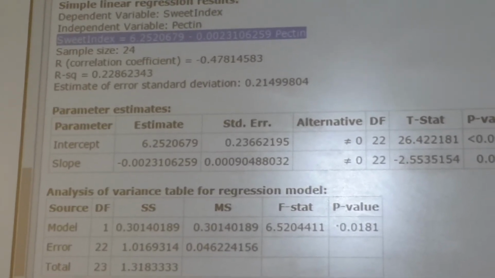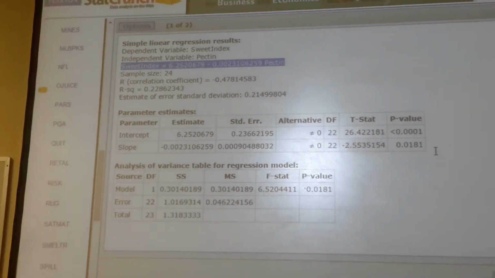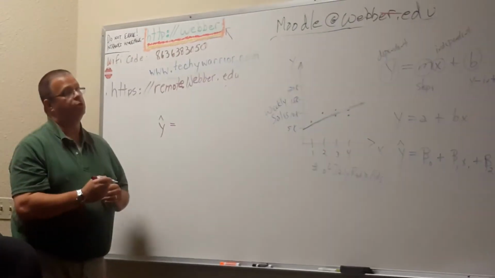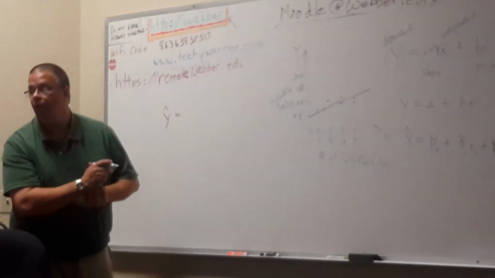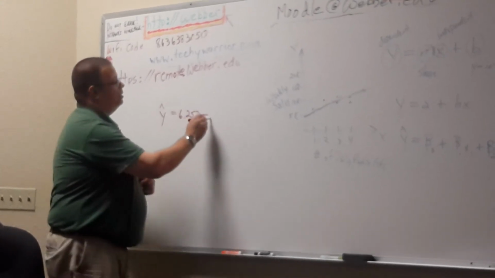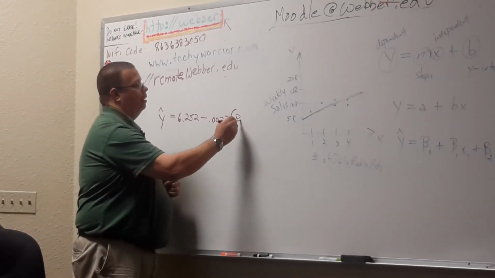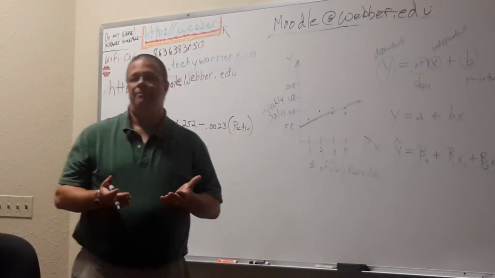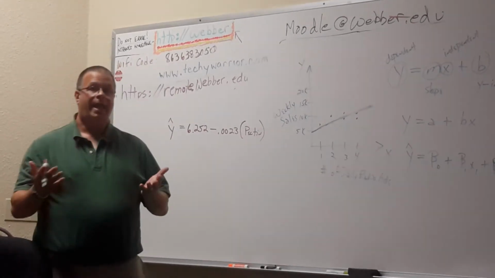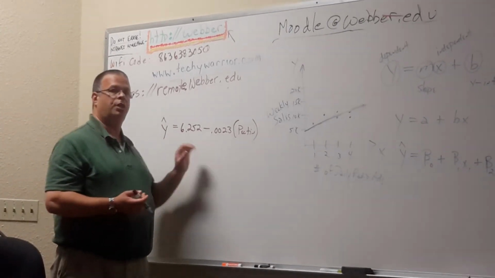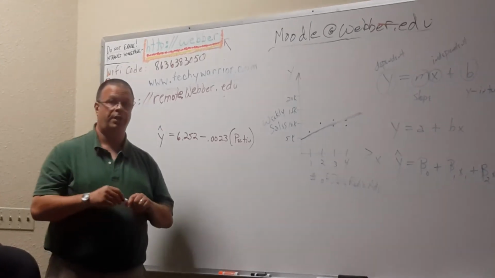We may well want to simplify that a little bit. We could say, for example, that our y hat, or our predicted level of sweetness, is going to be equal to 6.25, or 6.252, minus 0.0023 multiplied by the pectin level. Once we have that predictive equation, then, we as a juice producer could learn the pectin level and plug it into this equation and get our predicted value for the sweetness index.